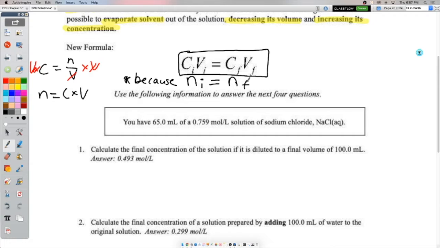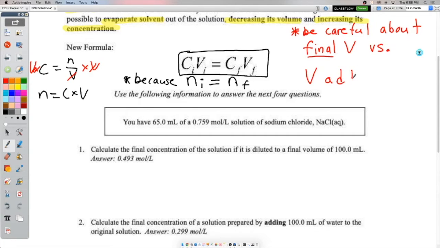Okay. One special note for all of these types of questions, I'm just going to say it up top so you know. You need to be very careful about what the question is asking you. Be careful about whether the question is asking you for the final volume, in which case it just says, what is the total final volume, versus when it's asking you for the volume added. Those are two different ways of asking the question.